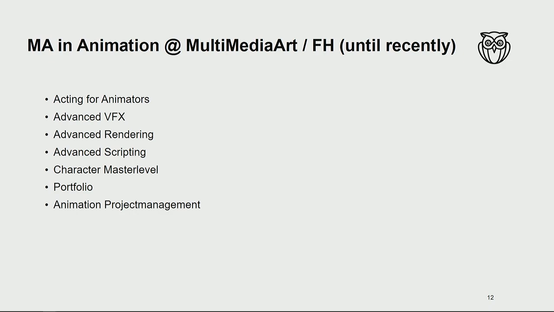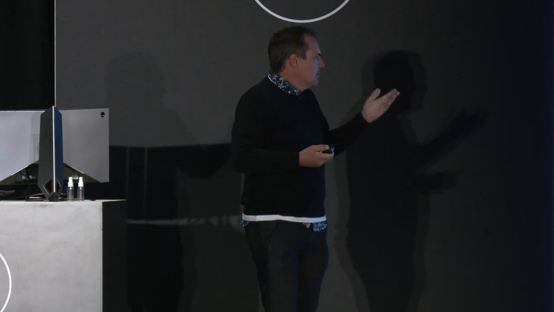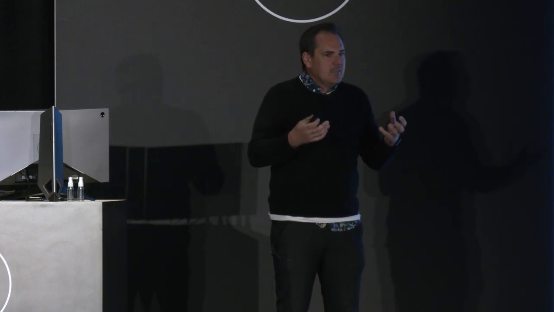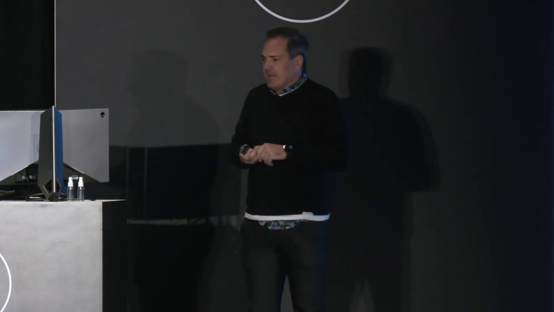Because if we look at that curriculum, we saw, OK, there's acting for animators. There's a character master level workshop, but it's only one semester. Then there's advanced rendering, but it only deals with offline rendering. Then there's advanced visual effects, but that's only a compositing class, basically. And so on. And there is advanced scripting, but it wasn't enough to bring them up to speed as a technical artist. And finally, there is project management, but not enough to make them producers. So what worked at the bachelor's degree sort of failed to push our students further at the master's level.